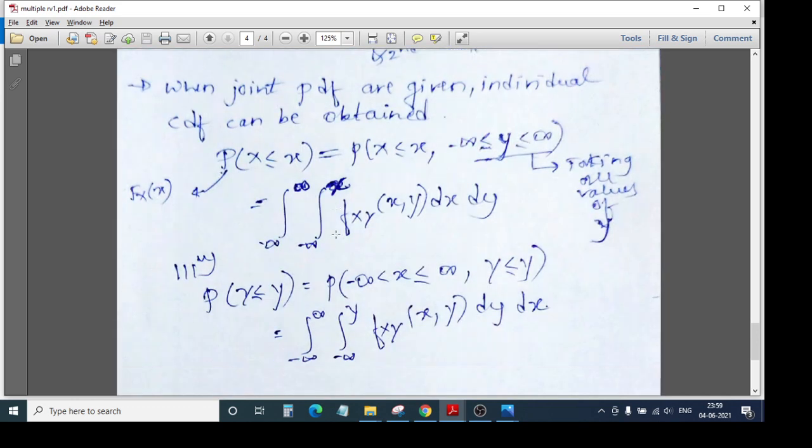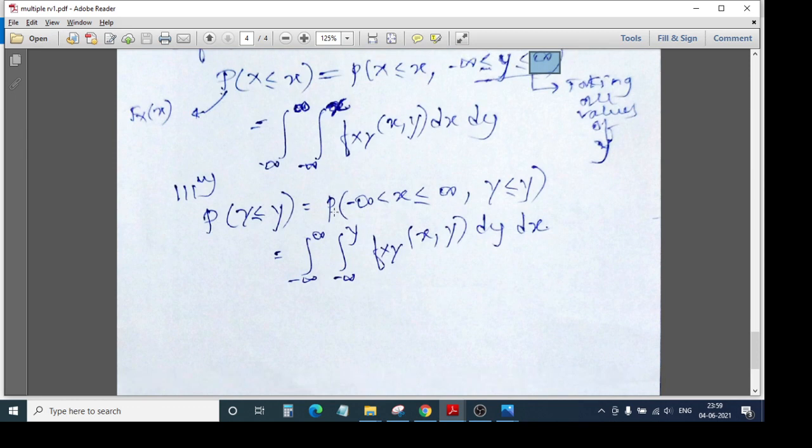Now that means what? The first integration is minus infinity to X. Why? Because its limit is from minus infinity to X. But what about our Y, friends? Y is minus infinity to plus infinity. Why? Because we have taken its range to be minus infinity to plus infinity. That is, we have assumed it is taking all the values of Y. So this is one case.